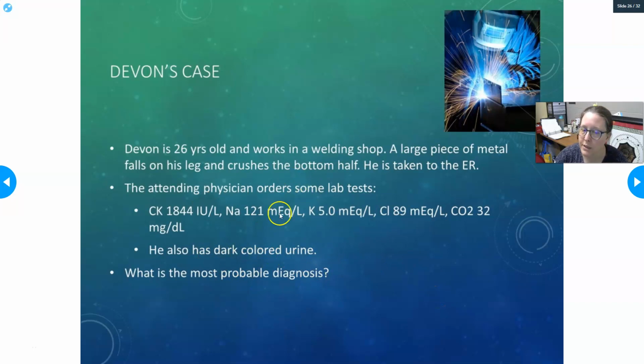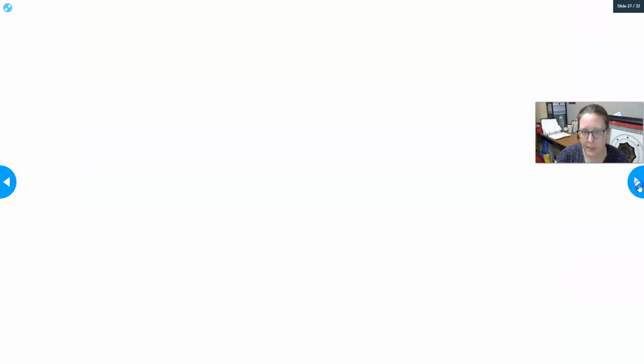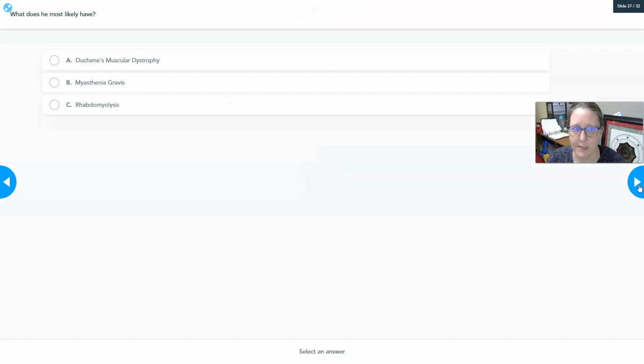So what do you think is going on with him? We're going to give you some possibilities. You're going to decide, and we're going to look at each one of those, and then you'll see what makes sense. Your guesses are Duchenne muscular dystrophy, myasthenia gravis, and rhabdomyolysis. If you know anything about any of those, you can probably rule two of them out pretty easily.